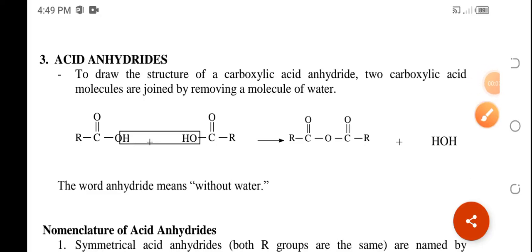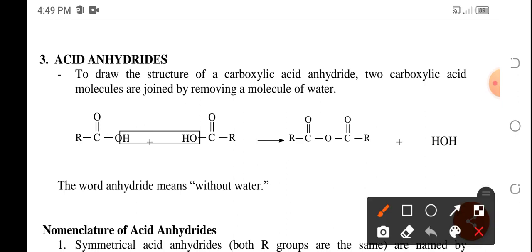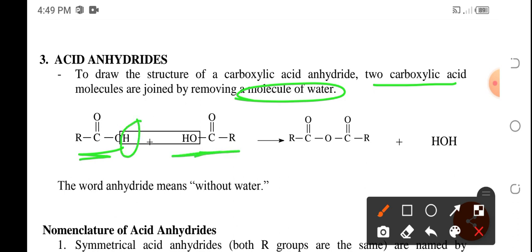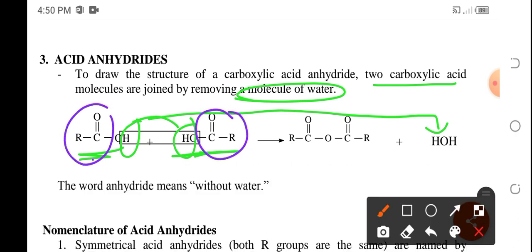Okay, the third derivative of carboxylic acid is acid anhydrides. Acid anhydrides actually come from two carboxylic acid molecules joined together by removing a water molecule. So if this is carboxylic acid 1 reacting with another carboxylic acid, the mechanism is that hydrogen will be removed from the first carboxylic acid, and the hydroxyl group will be removed from the second carboxylic acid. These form two bonds to form water, and the remaining parts bond together to form the acid anhydride.